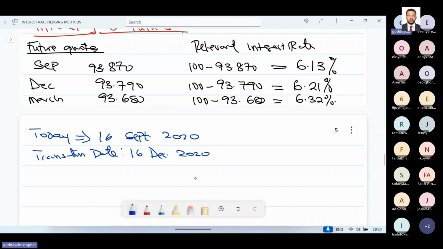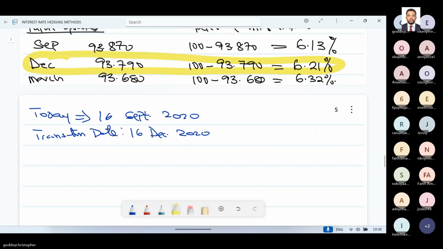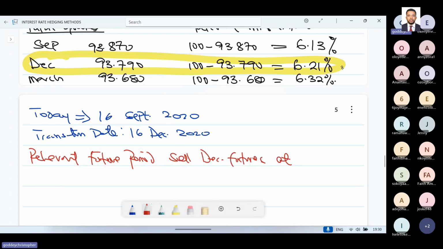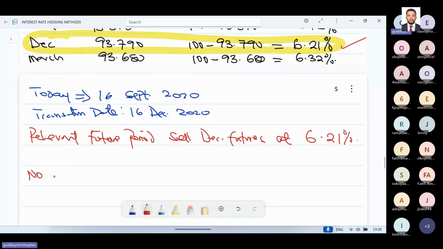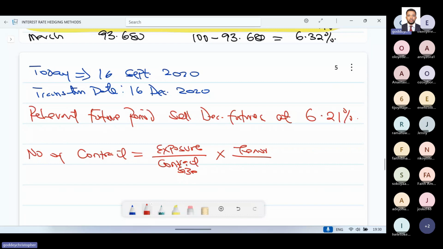All right, so our relevant future period is what? We are selling December futures. At what interest rate? 6.21%. So next is my number of contracts. This is exposure divided by contract size, multiplied by the tenor of the loan or investment, divided by the future period. Our future period is 3, always 3. So this 3 is constant.